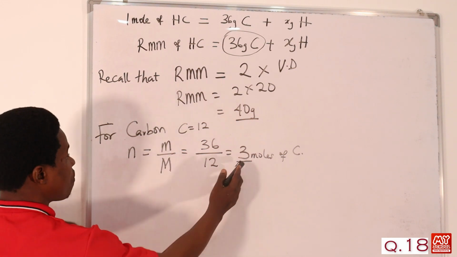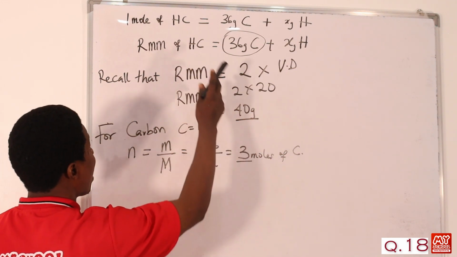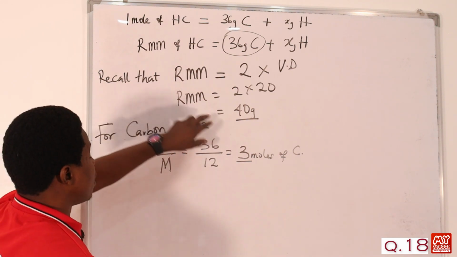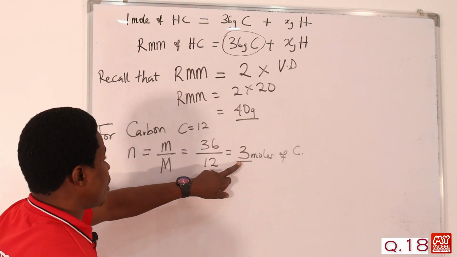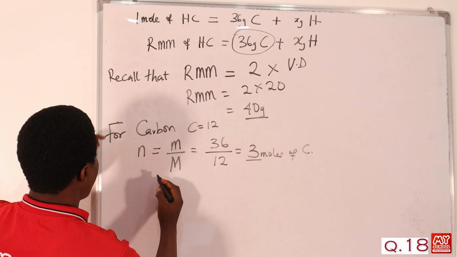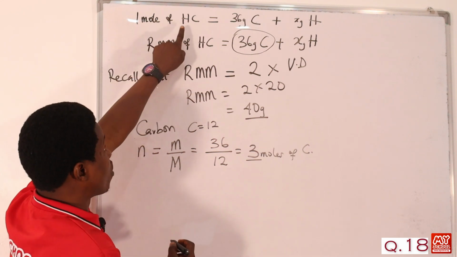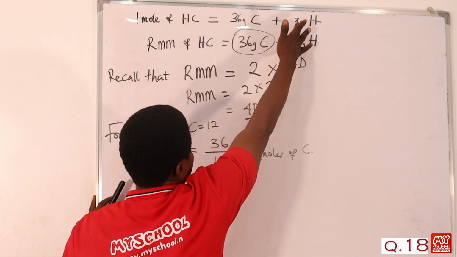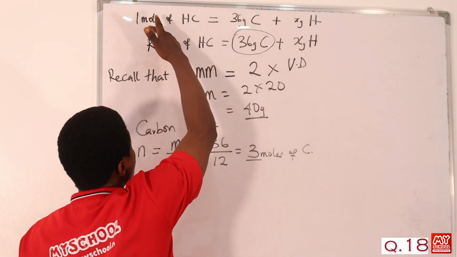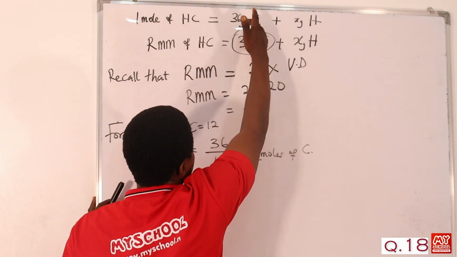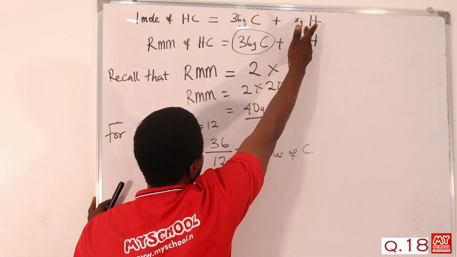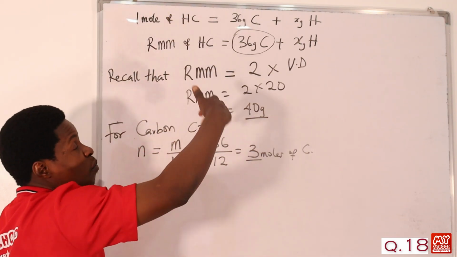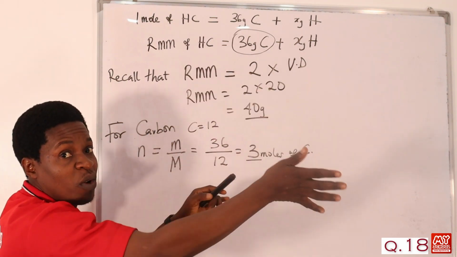We have 3 moles of carbon already, and then we have 40 for the hydrocarbon. So the relative molecular mass of the hydrocarbon is 40. Remember that 1 mole of this hydrocarbon should be equal to the number of grams. The sum of the masses of the carbon and the hydrogen should give us 1 mole of hydrocarbon, which is also equal to the relative molecular mass, which is 40.